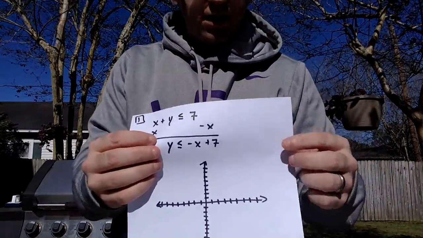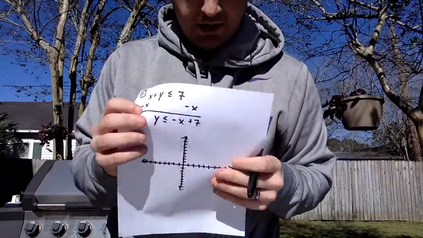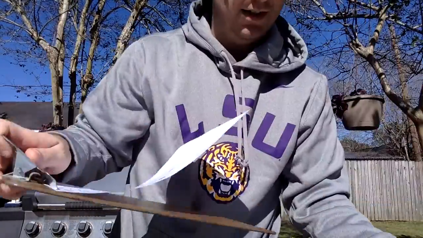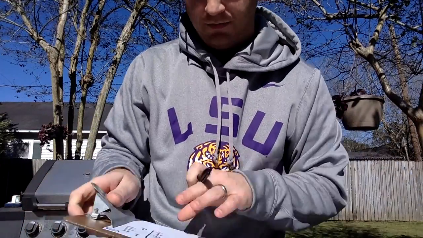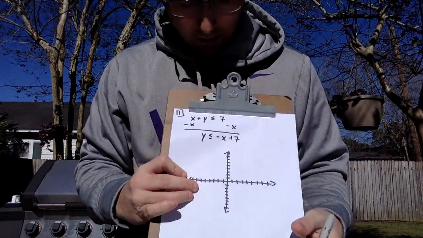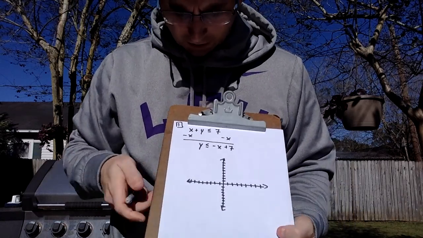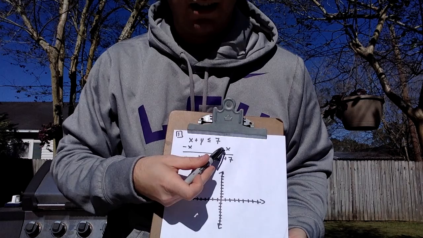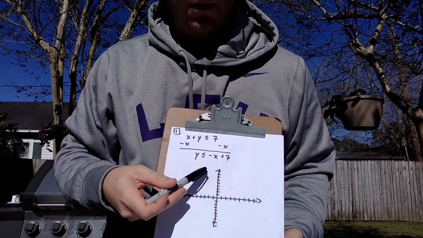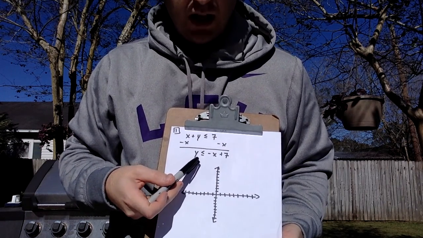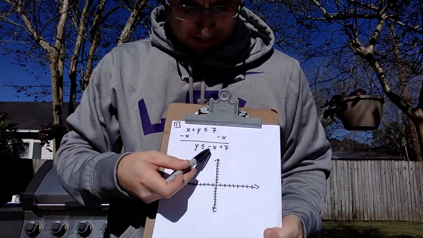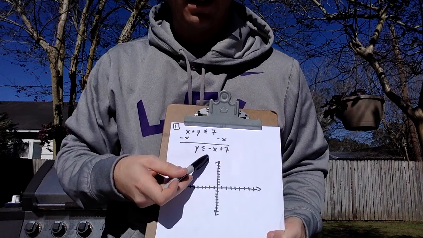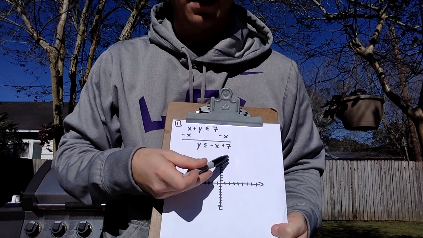What we're going to do, we are going to get rid of the wind here. I apologize. What we're going to do, we're going to subtract x on both sides. So if we subtract x over here, we've got to subtract x over here. Then whenever we do that, we get y all by itself less than or equal to negative x plus 7. Okay? So now we have y is less than or equal to negative x plus 7.